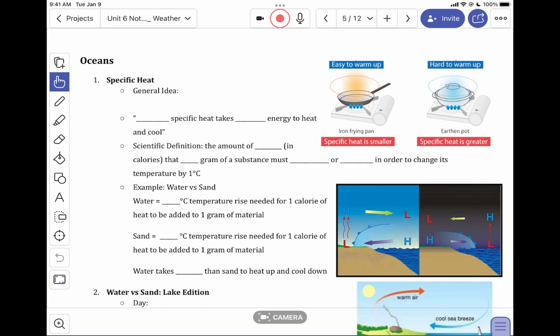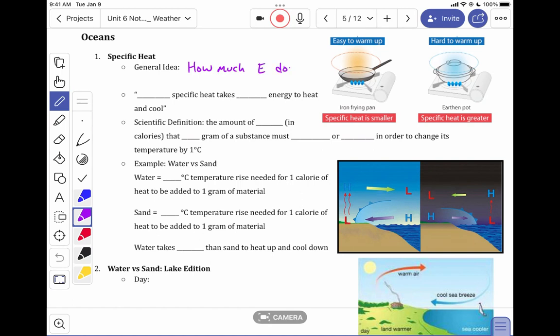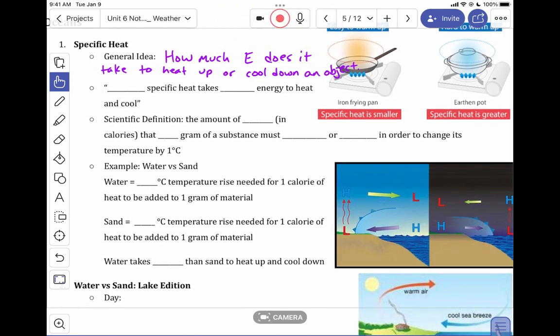We're talking about specific heat, which is a physics concept, so that gets me all excited right out of the gate. So the general idea for specific heat is we're looking at how much energy a substance takes to heat up or cool down. So a general idea, how much energy does it take to heat up or cool down an object? And I ran out of room there. Let me change the size here a little bit. So how much energy does it take to heat up or cool down an object?